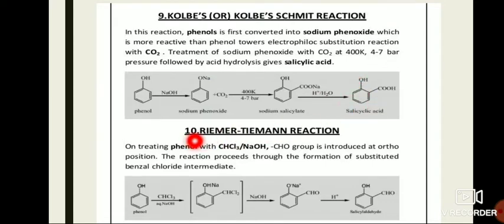Next one, Reimer-Tiemann reaction. Phenol reacts with CHCl3 and aqueous NaOH to form the intermediate step. It again reacts with NaOH to form ONa and CHO, and reacts with H2O to form OH and CHO. This is salicylaldehyde.